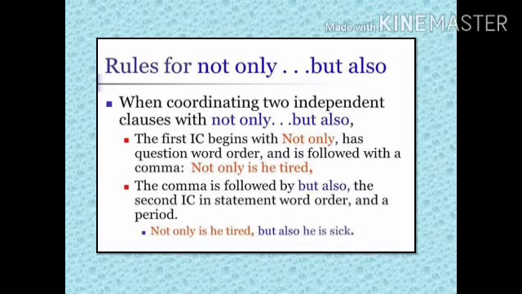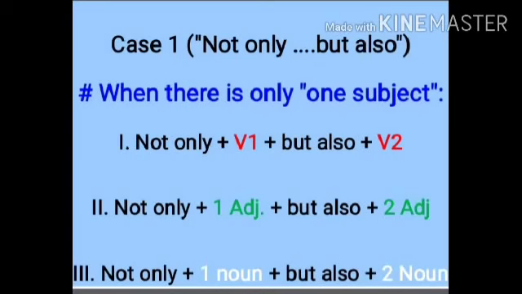When coordinating two independent clauses with not only and but also, the first independent clause begins with not only, has question word order and is followed with a comma. Not only he is tired, here he is tired is the first independent clause. The comma is followed by but also. The second independent clause has statement word order and a period. For example, not only he is tired but also he is sick. Here we have two independent clauses and the comma is followed by the second independent clause, he is sick, before the conjunction but also.